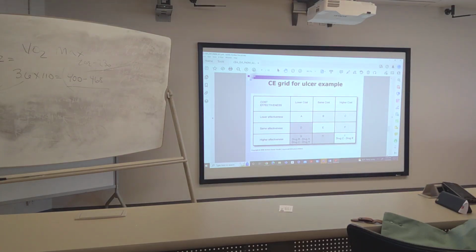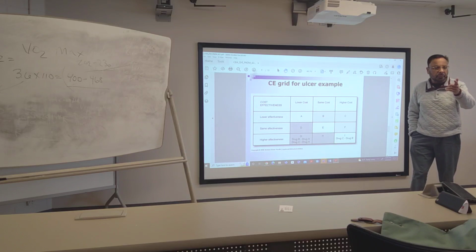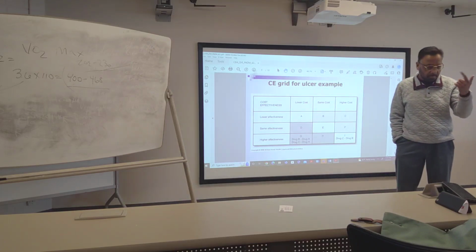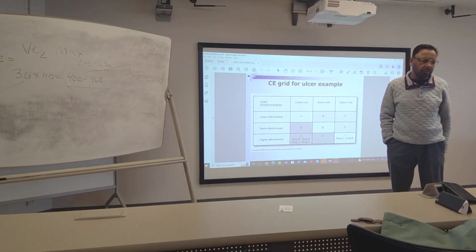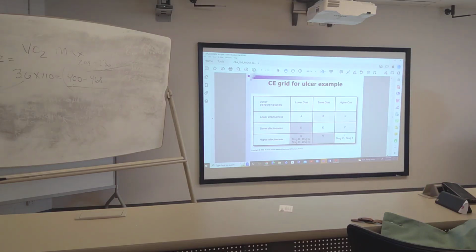Is D dominant compared with C? No, it just gives you information. It doesn't tell you. It just tells you that C is higher cost and higher effective. You make that decision. Remember, it says symptom-free days cost so many dollars more per symptom-free day. You make the decision. It's not going to tell you whether it's worth it or not.